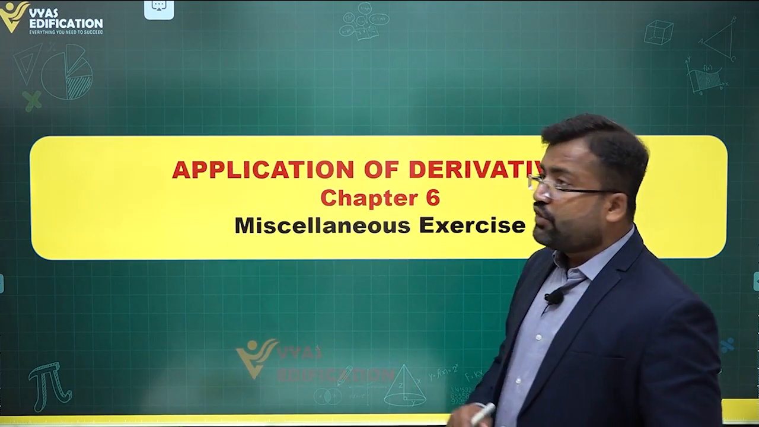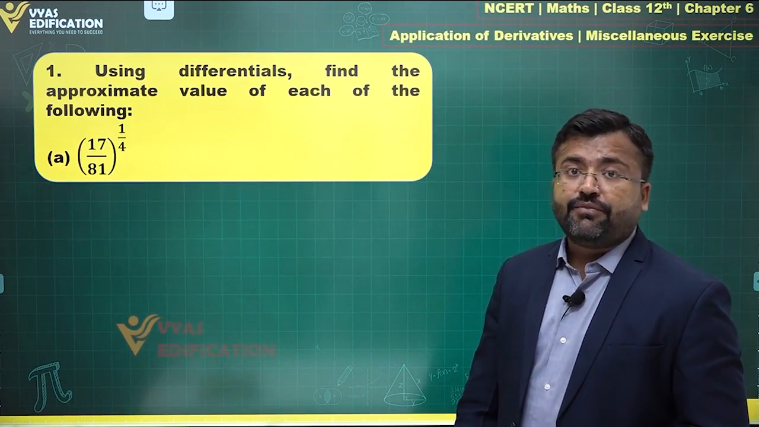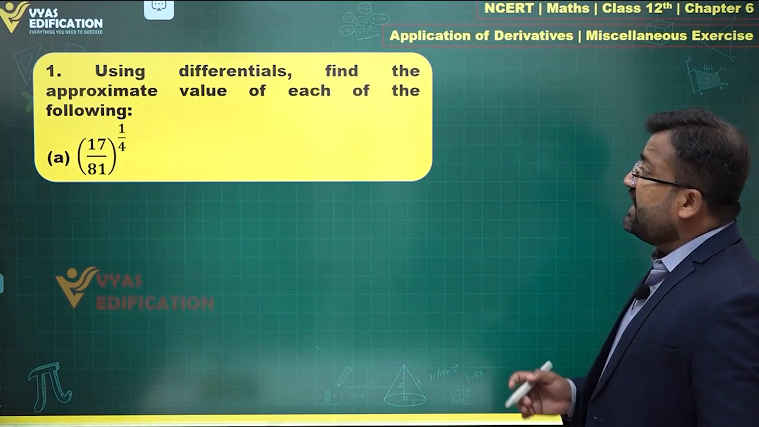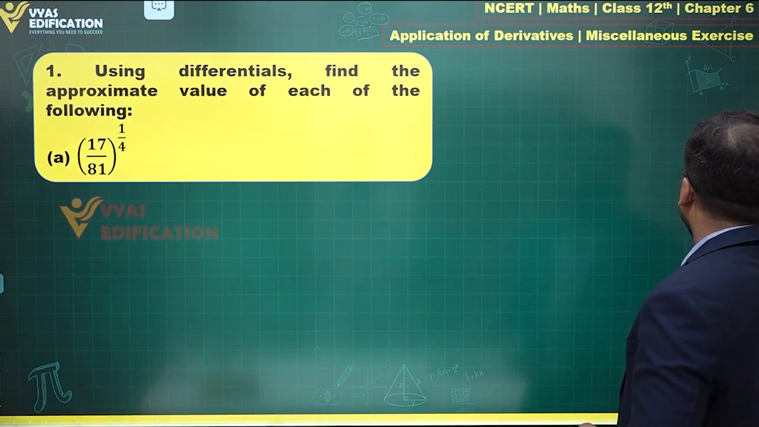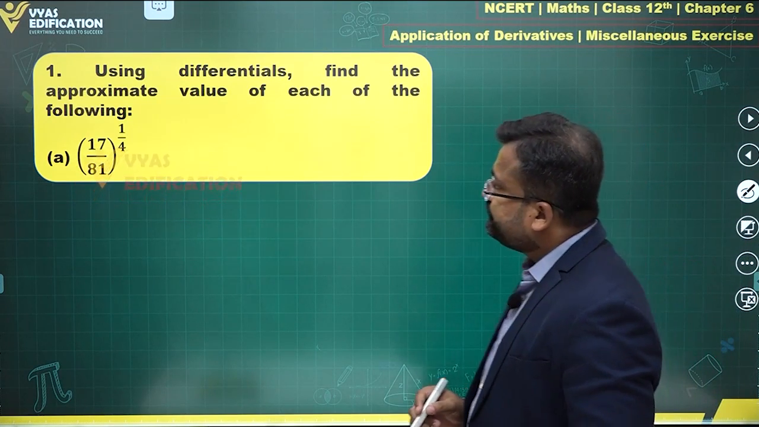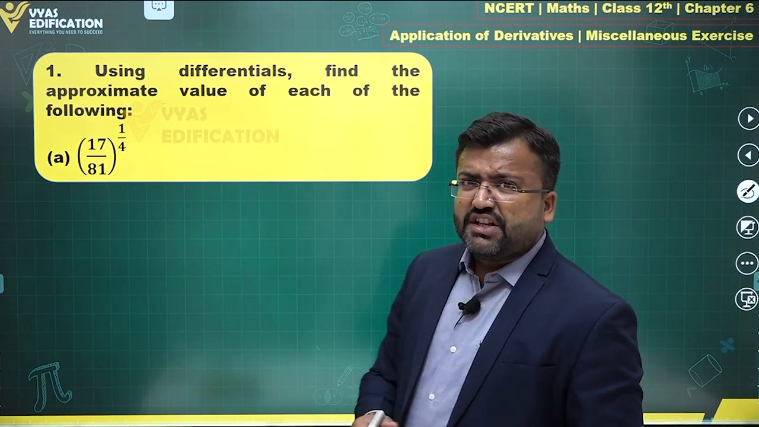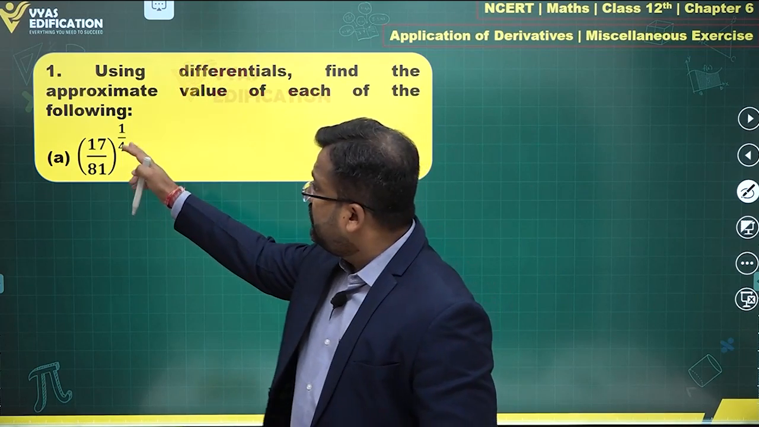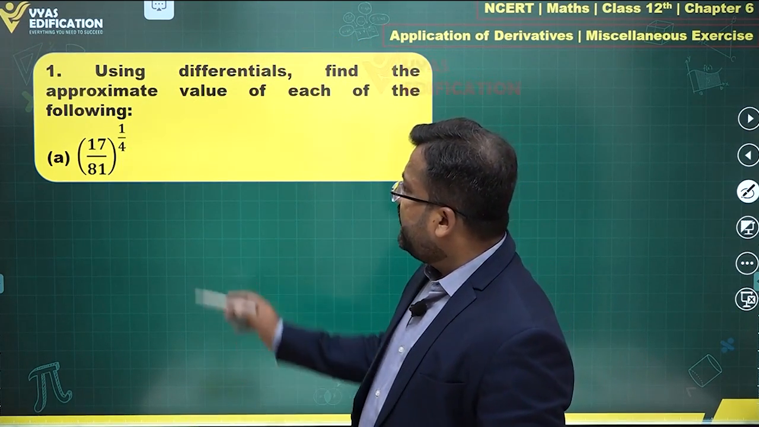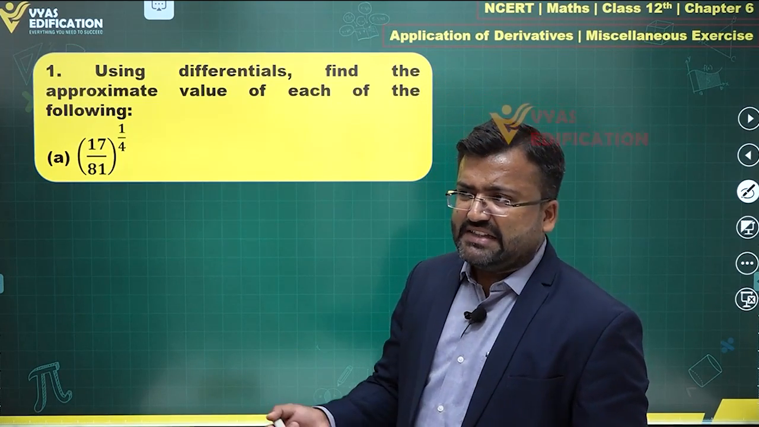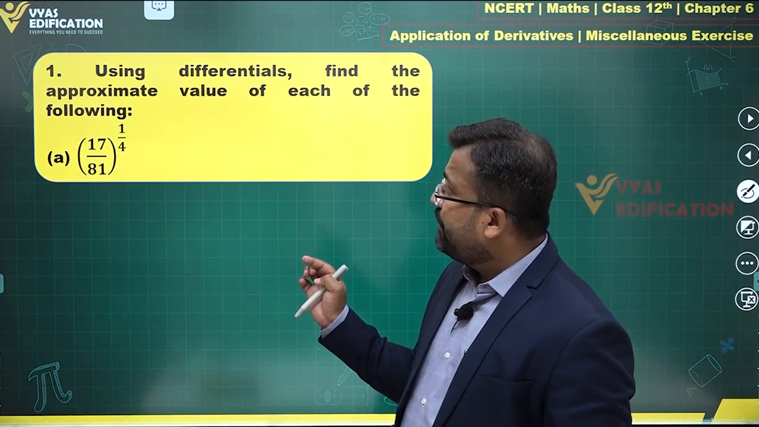So we'll begin with the first question of application of derivatives. The first question says, using differentials, find the approximate value of each of the following. And how are we dealing with this? If you use differentials, do we know any fourth power of this number, 17 upon 81, or anything close to this? 81 power 1 by 4 is very simple, right? This is 3. What is 17 power 1 by 4?